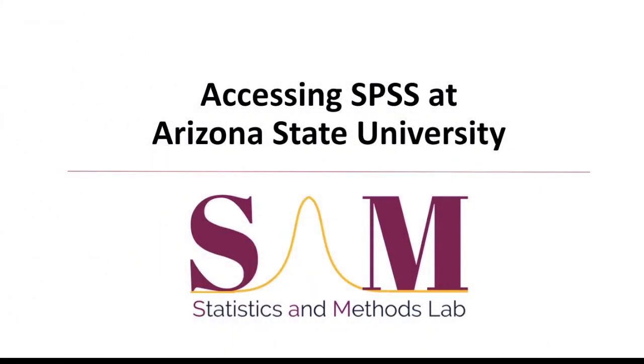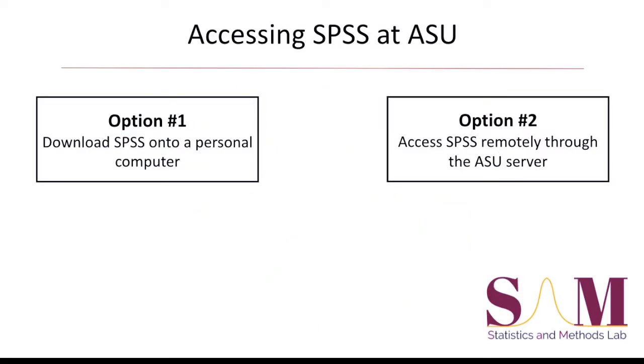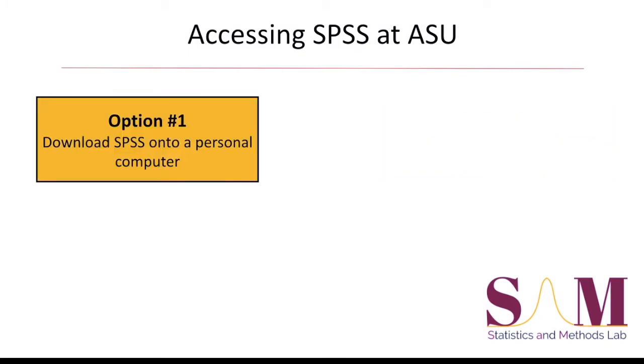SPSS is currently available to all ASU students, faculty, and staff free of charge. That is, ASU owns a site license that allows members of the ASU community who have current ASU Rise login information to either download a copy of SPSS onto a personal computer or to access SPSS remotely through the ASU server. If you choose to download SPSS, you can access the installation files through My Apps on your My ASU homepage. You will need to save and then run the installation files, and then enter your ASU license code.